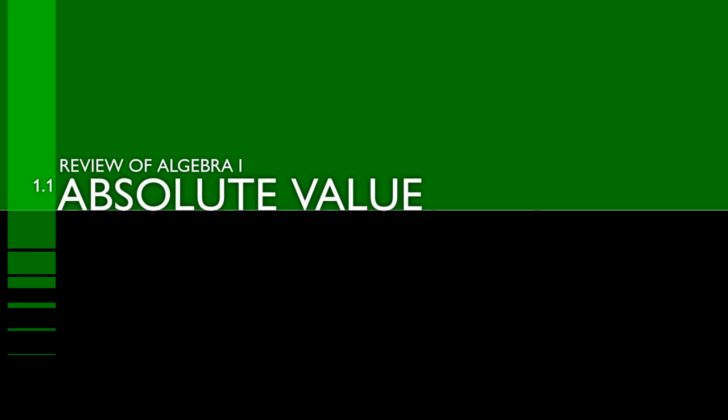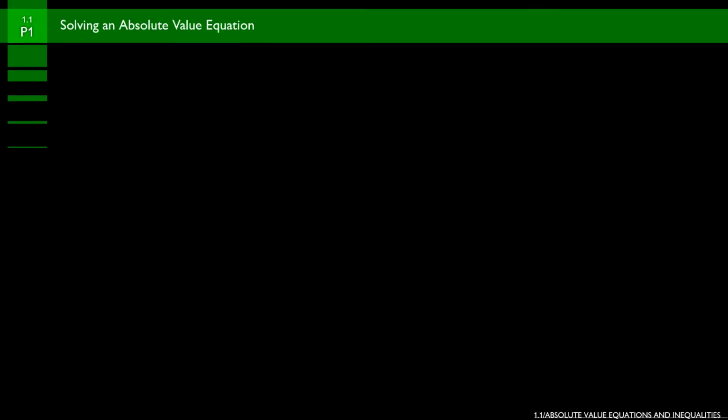We're going to kick off Algebra 2 with a review of some Algebra 1 concepts, starting with absolute value equations. So in this first question, we're asked, what are the solutions of the absolute value of 2x minus 1 is equal to 5? And then we're going to graph the solution on a number line.